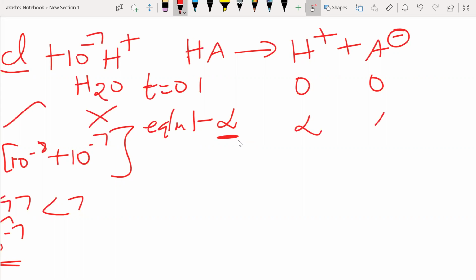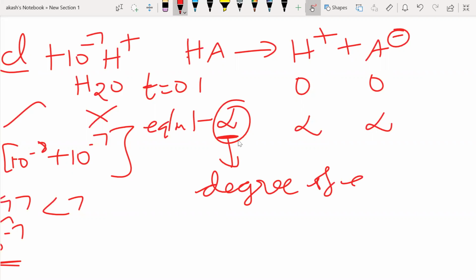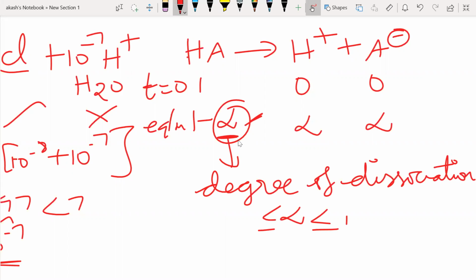So what would have come here? Alpha and alpha. Now this alpha, guys, what is it called? Dissociation constant? No, dissociation constant you're going to see. What is this alpha? Degree of dissociation. Yes, it's called degree of dissociation. How much dissociation is happening is determined by this alpha. This alpha value can only be between 0 and 1. 0 means no dissociation, 0% dissociation, and 1 means 100% dissociation.